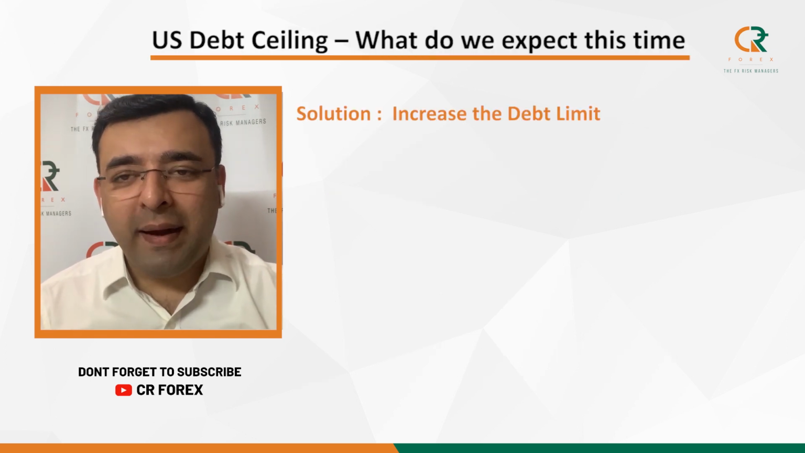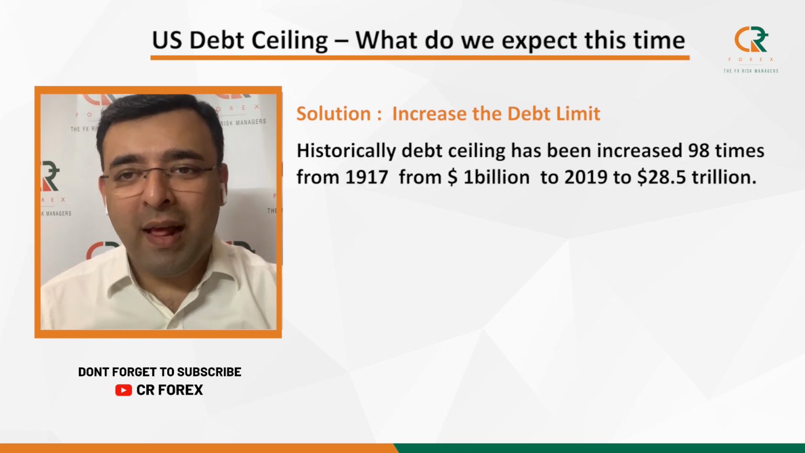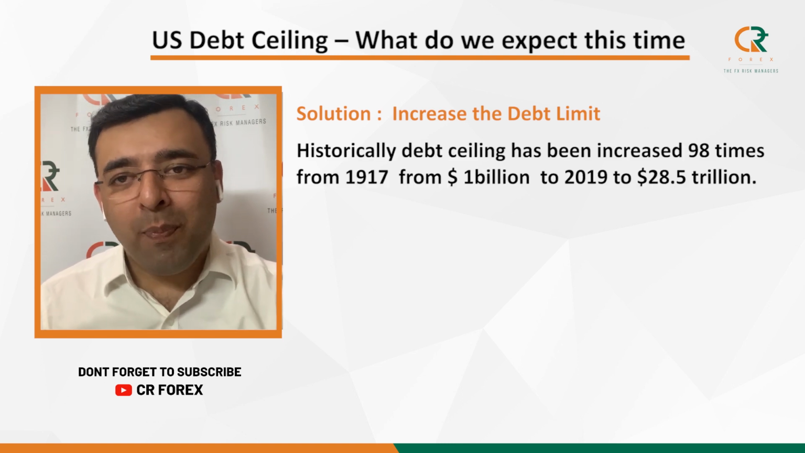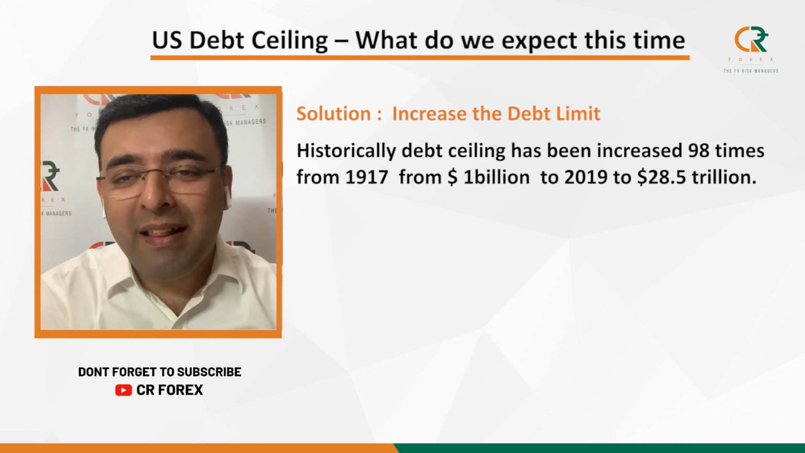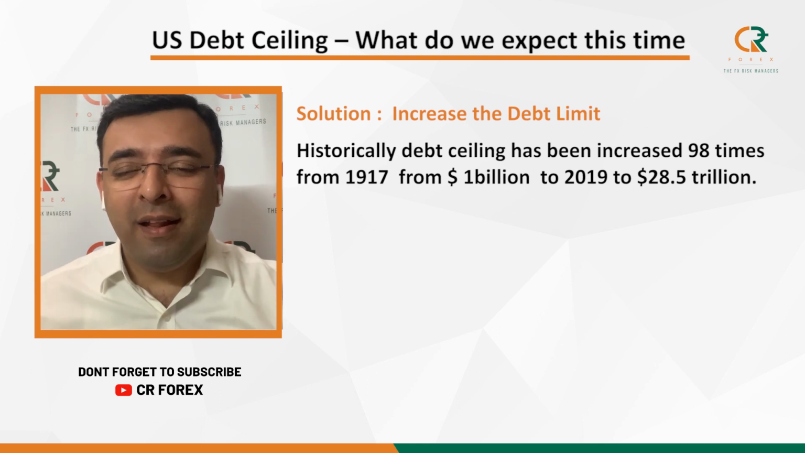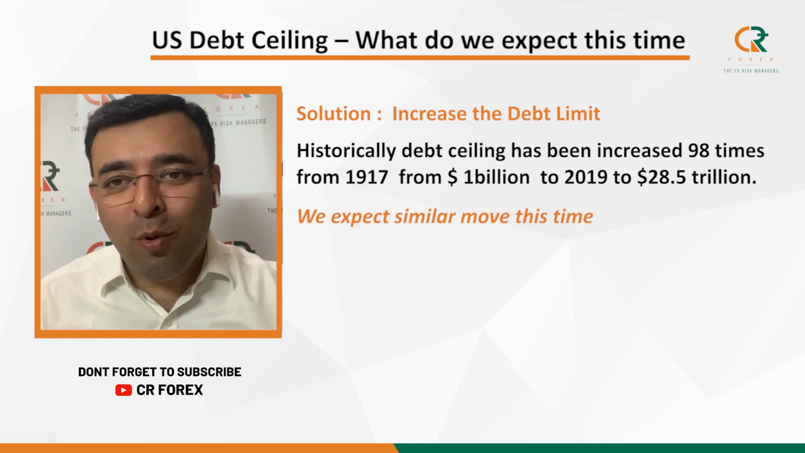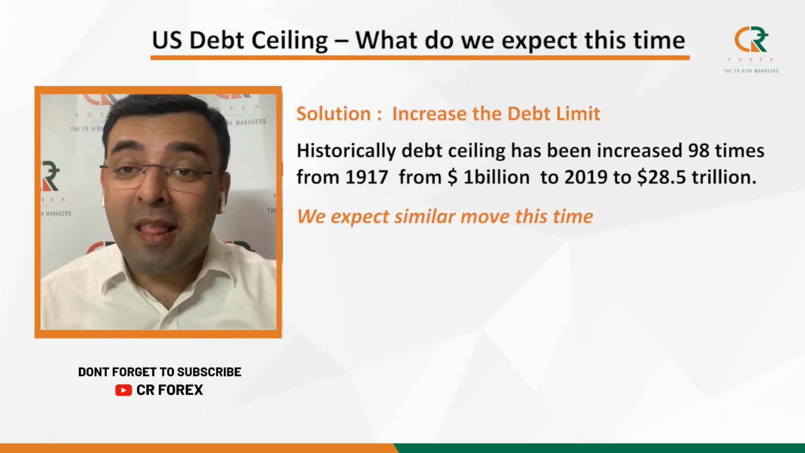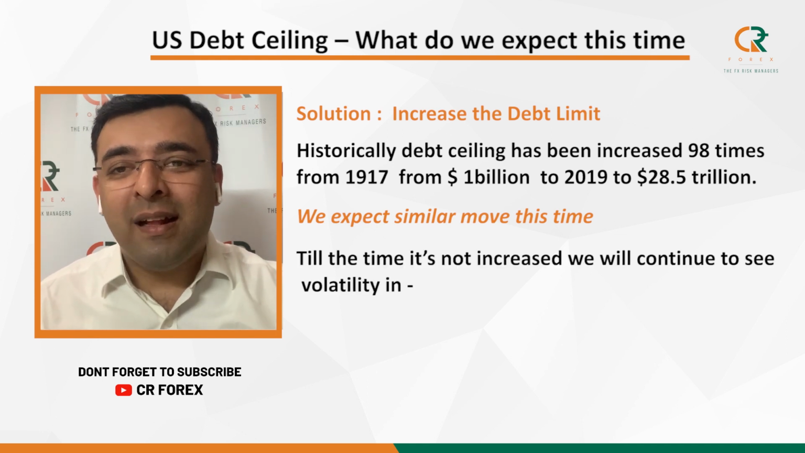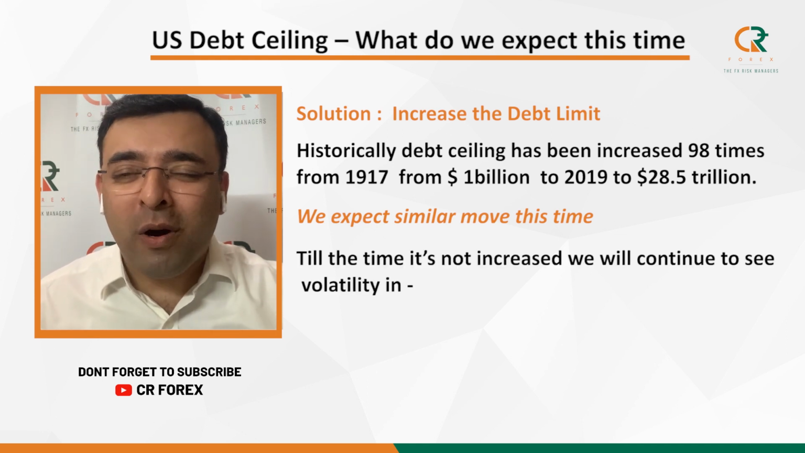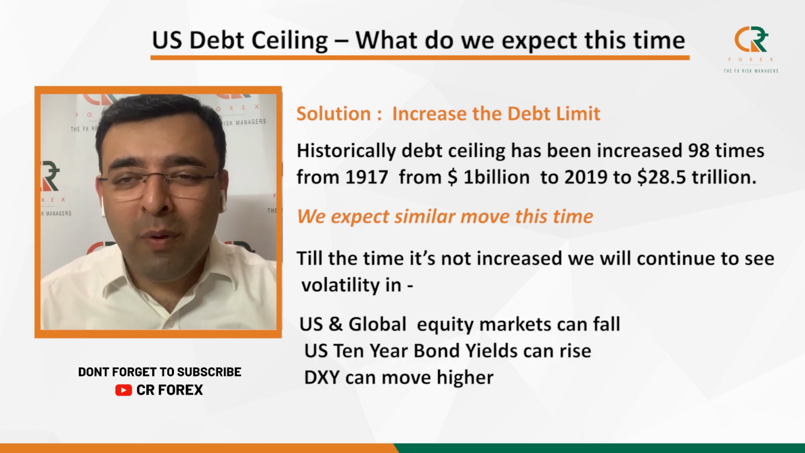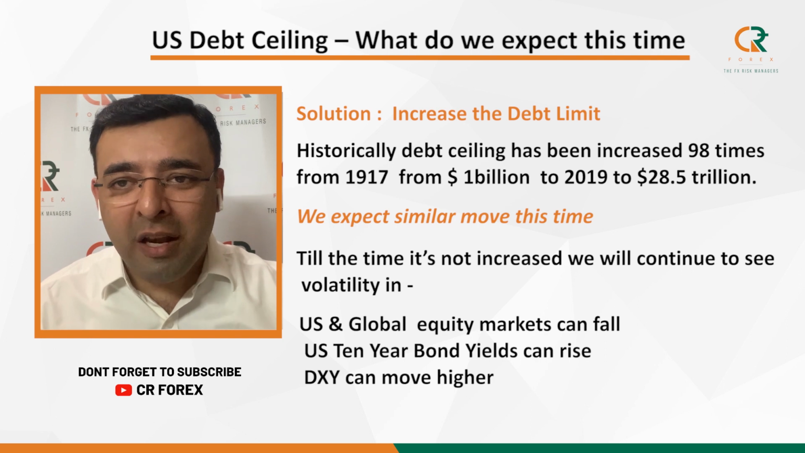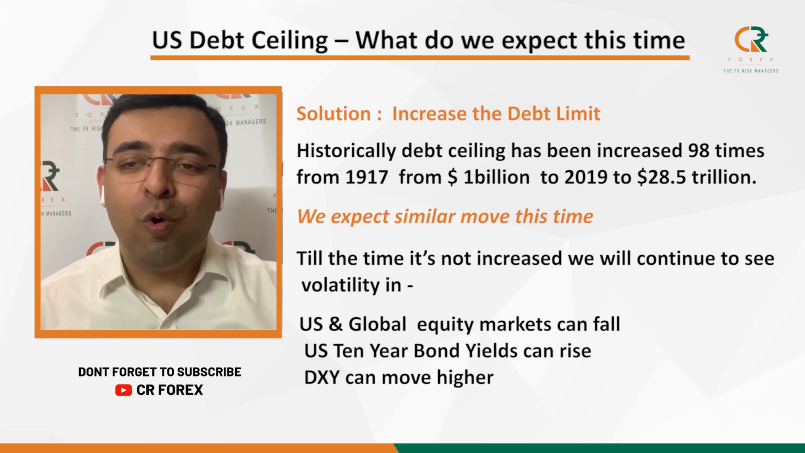So what do we expect this time? Similar thing what has happened in the history. वो लोग अपना debt limit बढ़ा देंगे. They have increased the debt limit 98 times from 1917 till 2019. तो इस बार भी वो लोग debt limit को बढ़ा देंगे. जब तक वो लोग डेट लिमिट को बढ़ाएंगे नहीं, तब तक क्या होगा? मार्केट में थोड़ा सा वॉलेटिलिटी रहेगा तीन एसेट क्लासेस पे. यूएस इक्विटी मार्केट विल गो डाउन, यूएस ट्रेजरी विल गो अप, DXY विल गो अप.